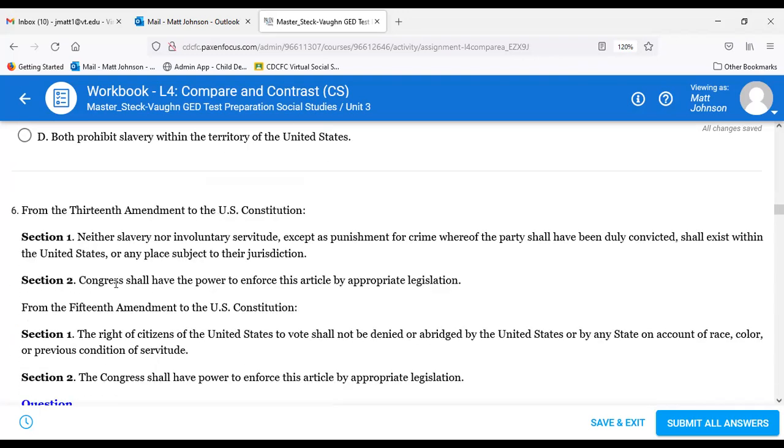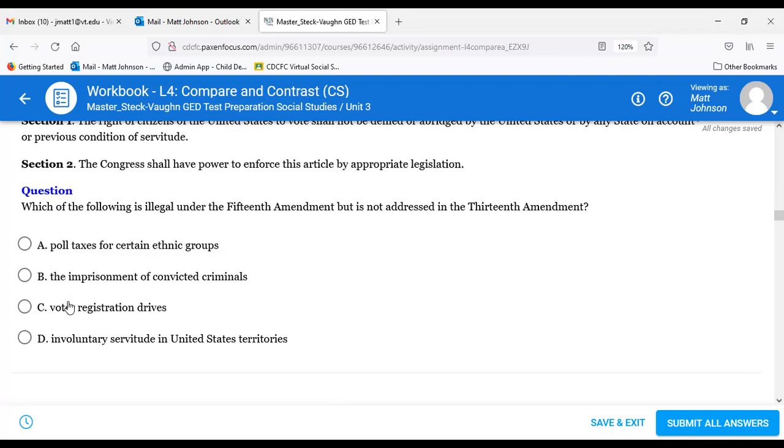And number six, Etta, could you read number six for us? Okay. Which of the following is illegal under the 15th Amendment, but is not addressed in the 13th Amendment? You can read. Oh, A, poll taxes for certain ethnic groups. B, the imprisonment of convicted criminals. C, voter registration drives. Or D, involuntary servitude in United States territories. And they're saying which is not addressed in both.